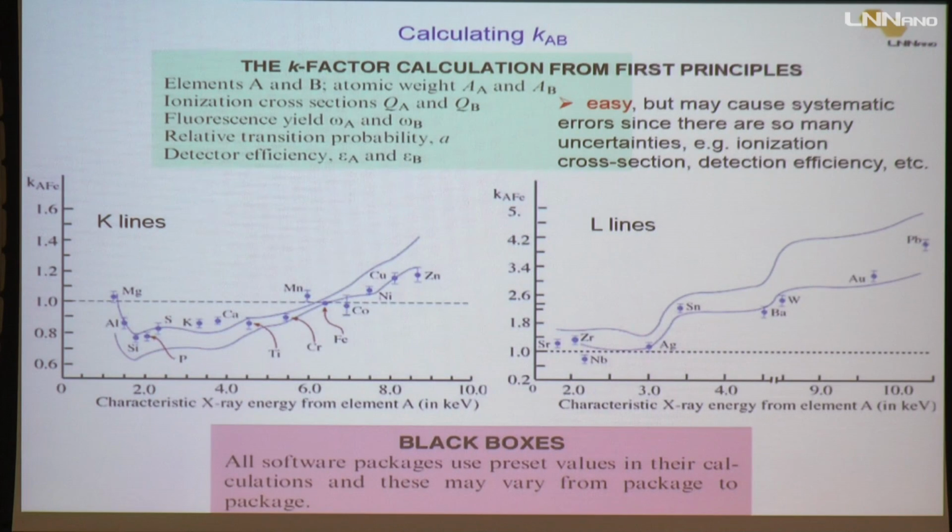And then we arrive at the problem of K-factor calculation or determination. There are many ways to do it by first principles, but we arrive at difficulties because we don't know exactly all these parameters. And what we get with the software is that they are black boxes. They calculate everything for you, okay? But you don't know what they are doing with your information, okay? Then it starts to be too easy.